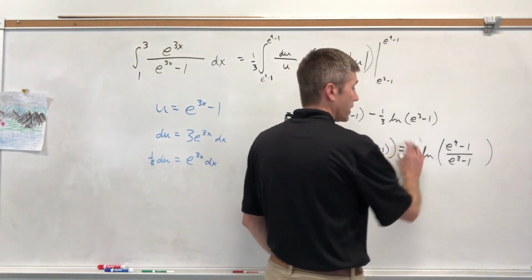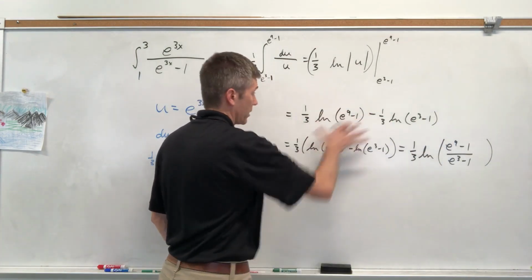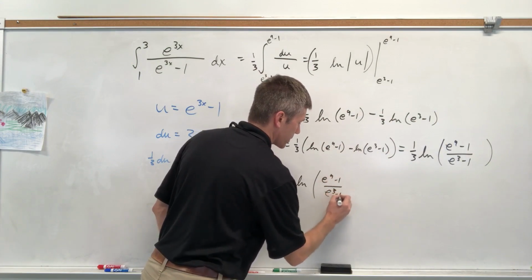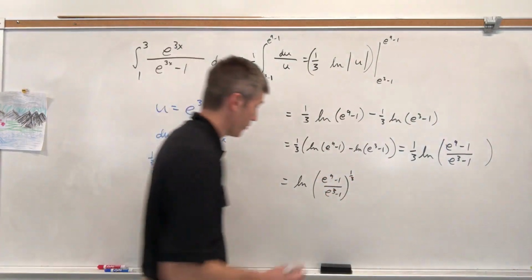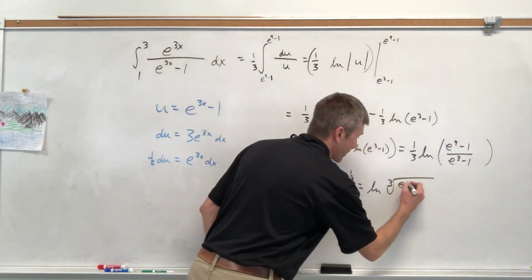This 1/3 can become an exponent, which makes it the natural log. And again, all valid. E to the 9 minus 1 over e to the 3rd minus 1, which is to the 1/3, which means it's the cube root of that stuff. So it's the natural log of the cube root of e to the 9 minus 1 over e to the 3rd minus 1.